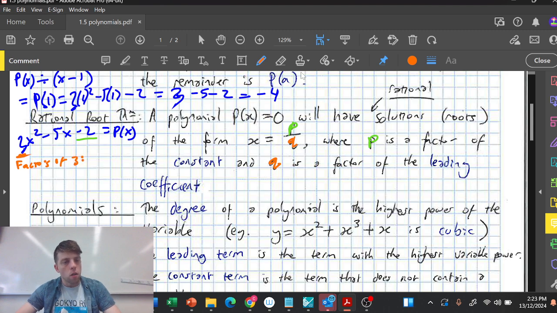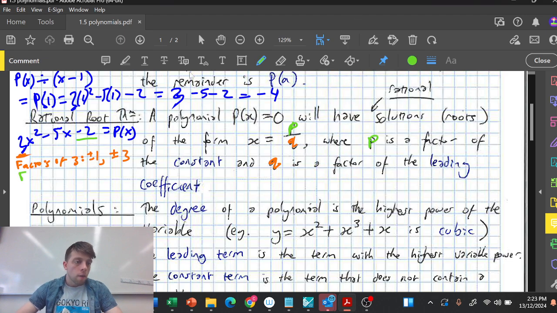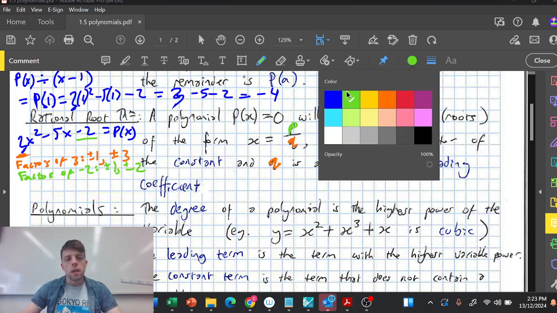So the leading coefficient 3. This could be plus or minus 1 or plus or minus 3. These are the only possibilities, because 3 is a prime number. In the same way, we could consider factors of -2. That's the constant term, -2. The factors of -2 are plus or minus 1 or plus or minus 2. And again, 2 is a prime number, so these are the only possibilities. That's why I've chosen this one over here.